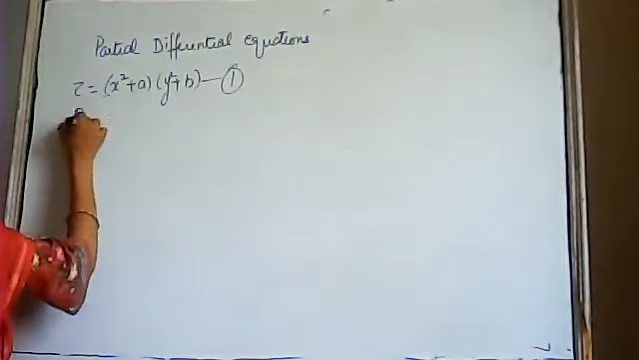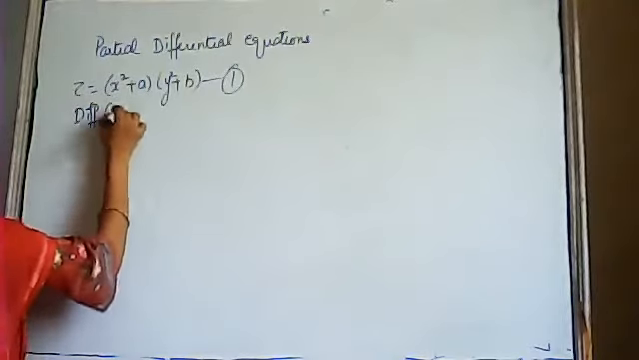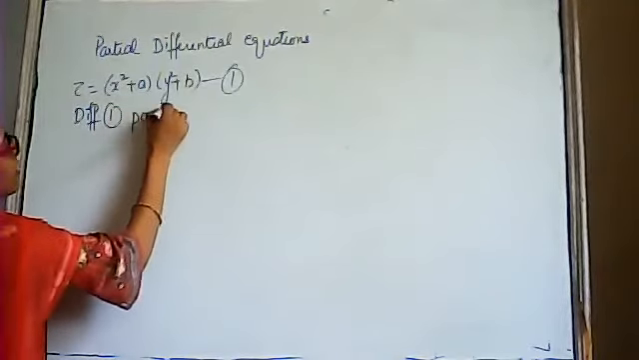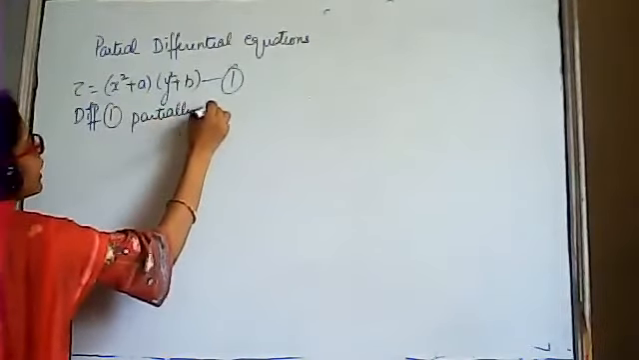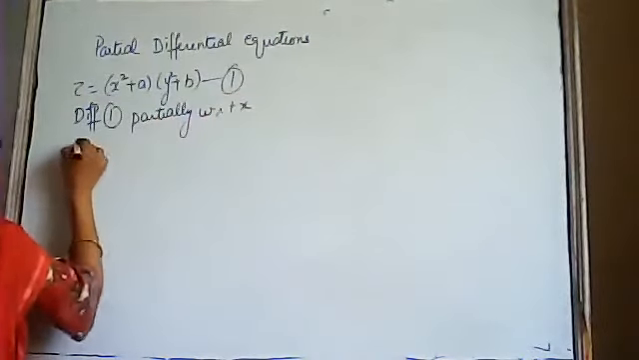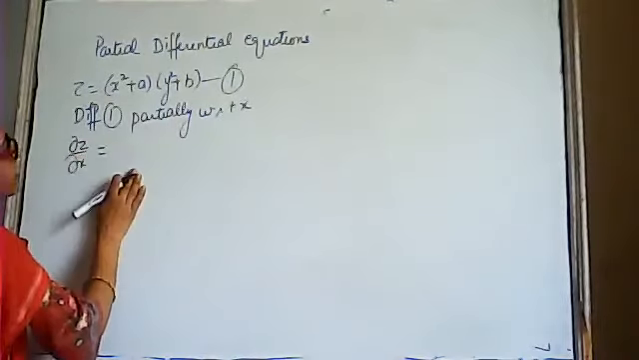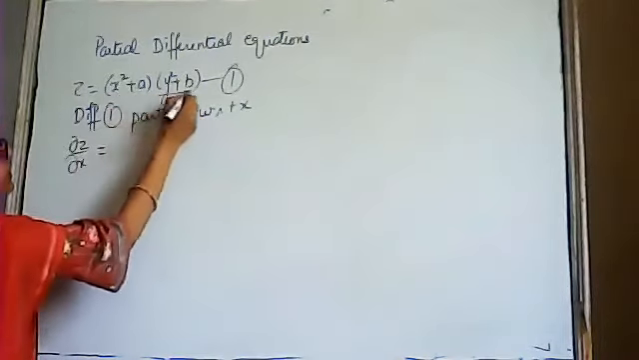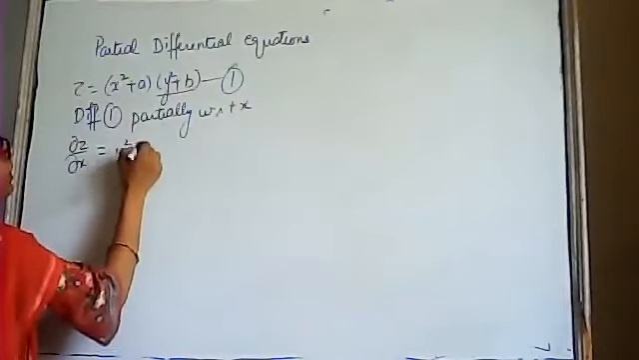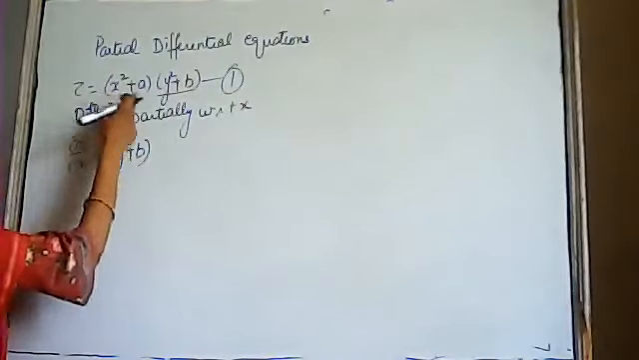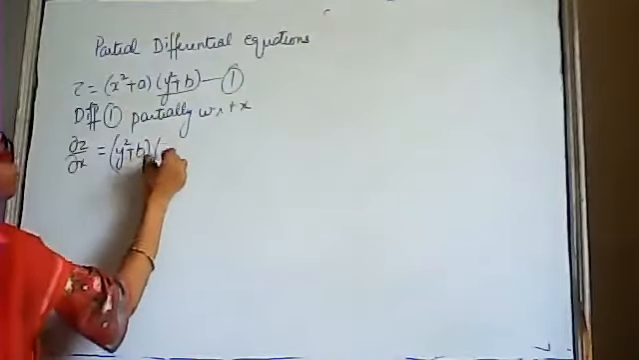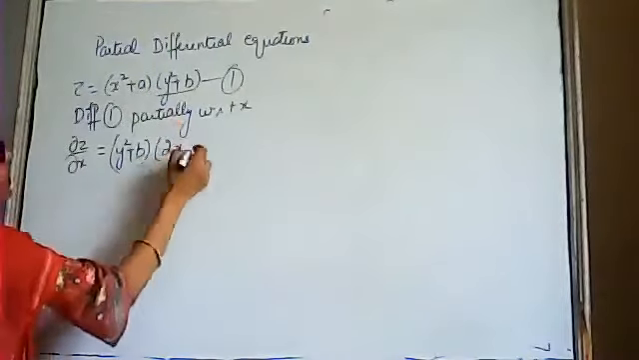First of all, differentiating equation number 1 partially with respect to x. In the left hand side, we will get ∂z/∂x. In the right hand side, see, y² plus b is constant. It will remain as it is. And differentiation of x² plus a, differentiation of x² is 2x plus a.